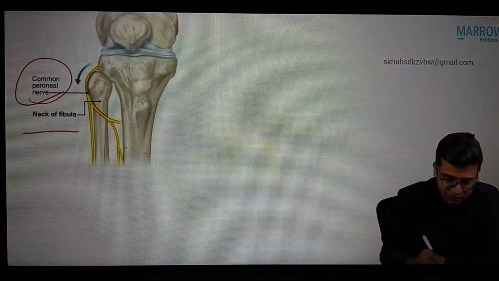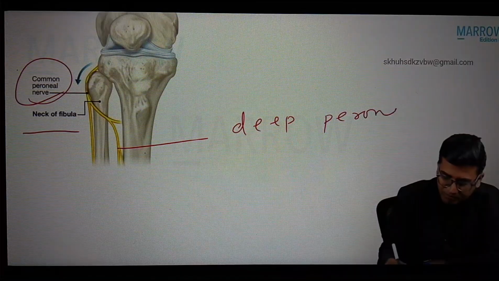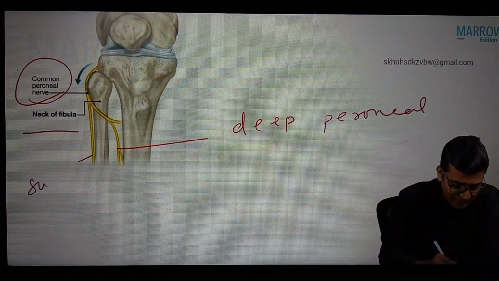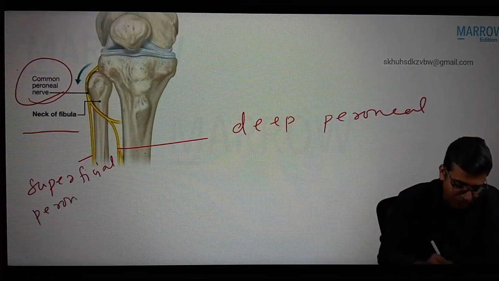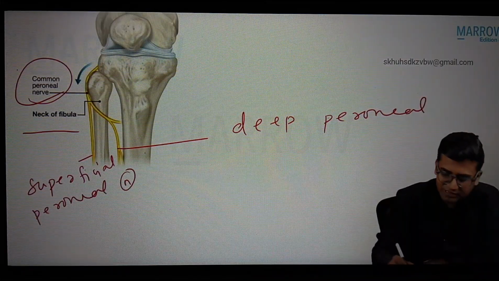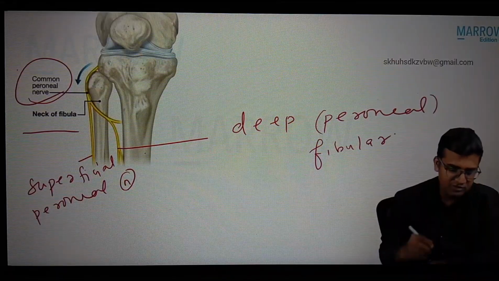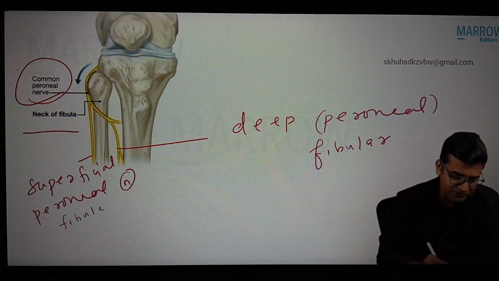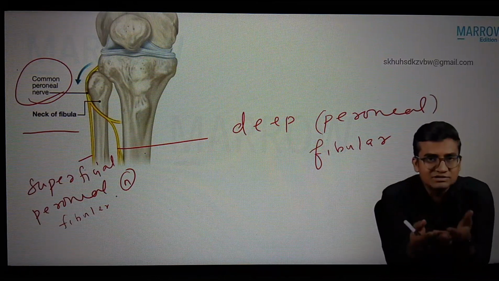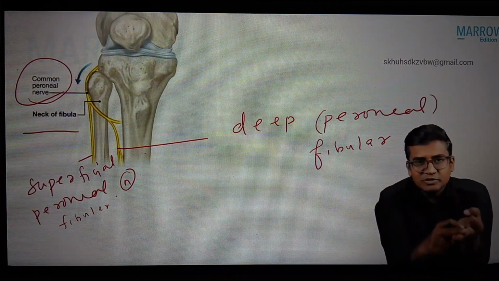And it divides into the deep peroneal nerve and the superficial peroneal nerve. The deep peroneal nerve is also known as the deep fibular nerve. The superficial peroneal nerve is also known as the superficial fibular nerve. So now we have three nerves: tibial nerve, deep peroneal nerve, and superficial peroneal nerve.